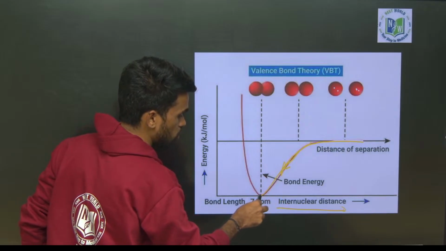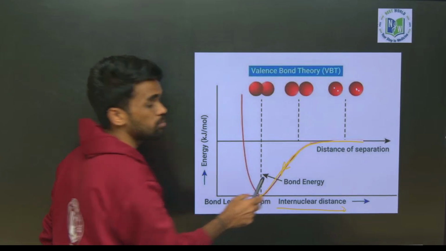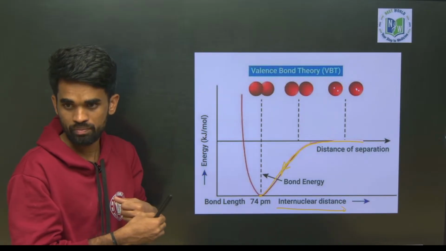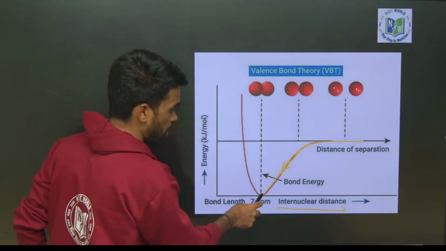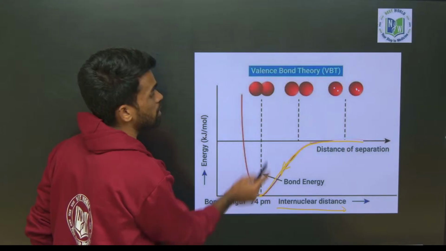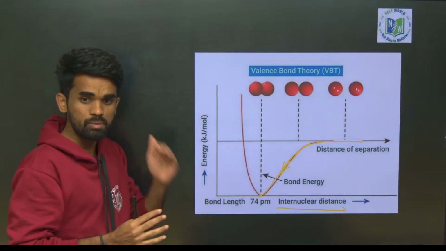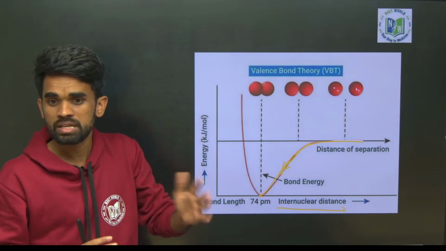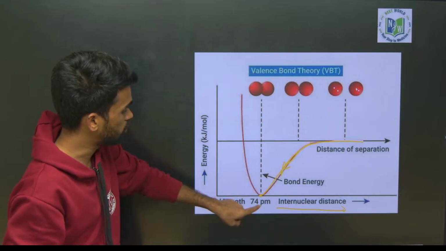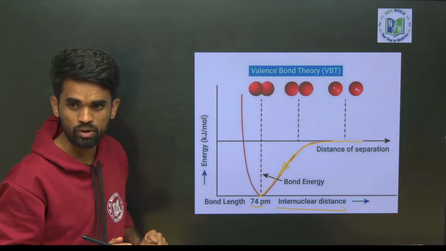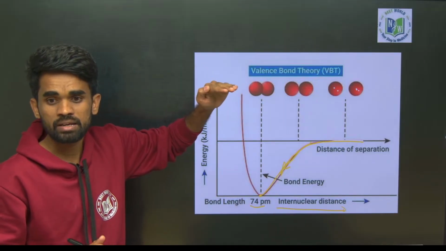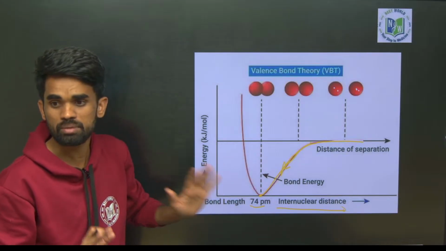This is the internuclear distance where there is a minimum energy found when two hydrogen atoms are placed together. This is the distance where we are finding minimum energy. Minimum energy means maximum stability. So the two hydrogen atoms when placed at this distance, 74 picometers, have maximum stability, which is explained by looking at its minimum energy level.